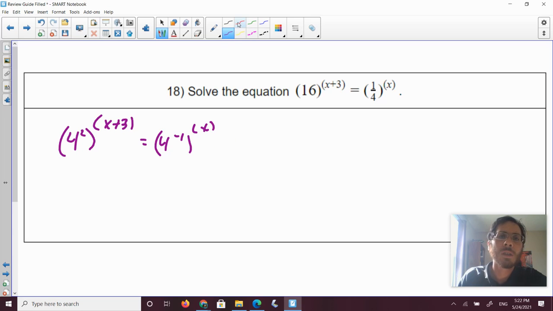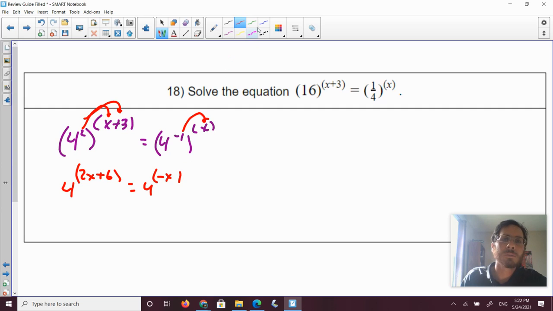Now what this allows me to do is I can say a power to a power means I get to multiply. So I can distribute these all to their respective pieces. So I get 4 to the 2x plus 6 equals 4 to the negative x. And now that these two 4's match up, I can cancel those away. So that means that 2x plus 6 is equal to negative x.